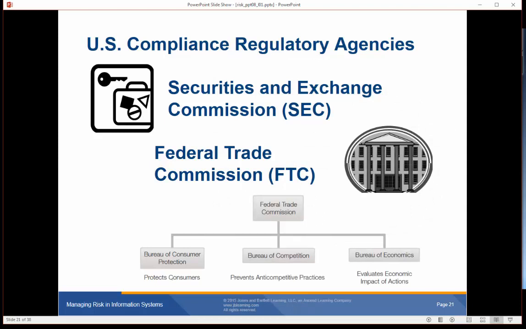The U.S. compliance regulatory agencies: the Securities and Exchange Commission, the SEC. No, that is not the Southeastern Conference, although a lot of money comes to their schools when it comes to football season anyway. The Federal Trade Commission, the FTC. As you can see, the Federal Trade Commission here in the slide covers several agencies that have a broad scope with them as well.